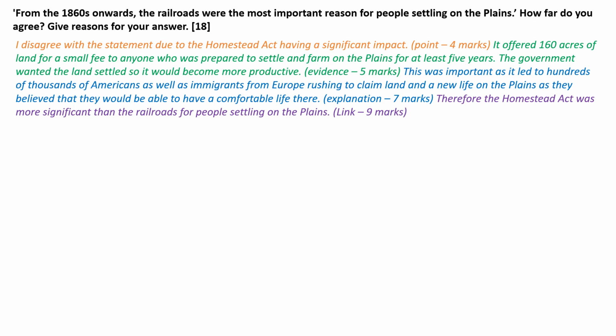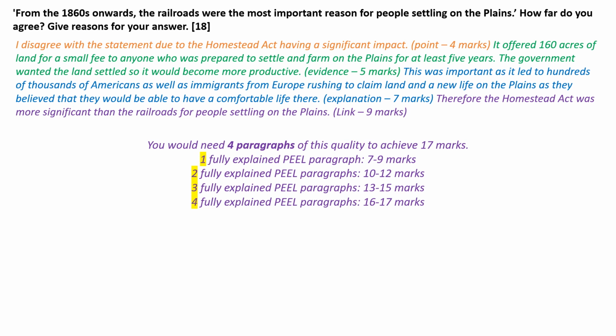We now need to link back to the question, so we do that simply by using words from it. Therefore, the Homestead Act was more significant than the railroads for people settling on the plains. And at this point, we would receive 9 marks. So in terms of how you then move up the mark scheme, if you were to write a second fully explained PEEL paragraph, you would receive between 10 and 12 marks. For 3 fully explained PEEL paragraphs, between 13 and 15 marks. And for 4 fully explained PEEL paragraphs, it would be between 16 and 17 marks.